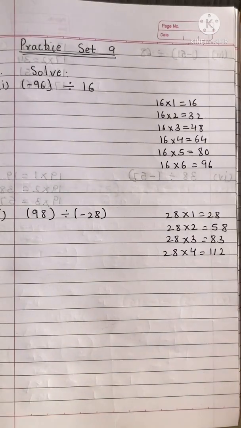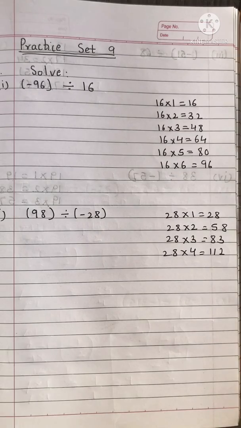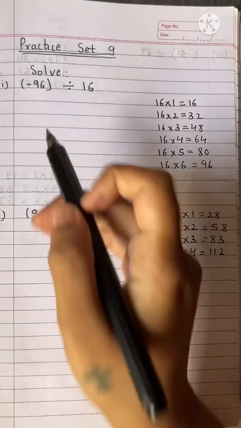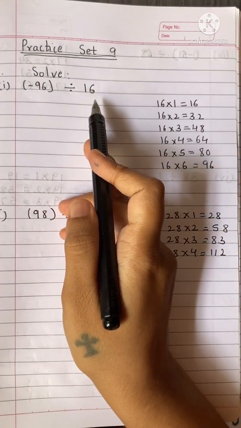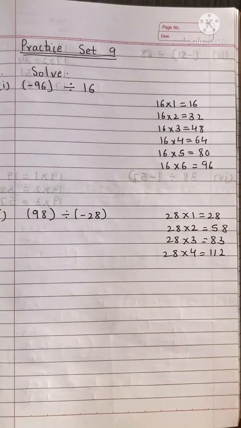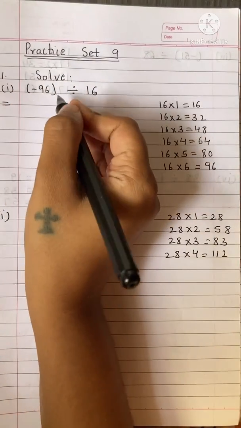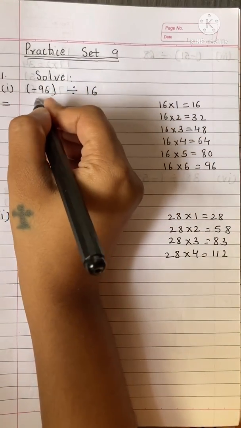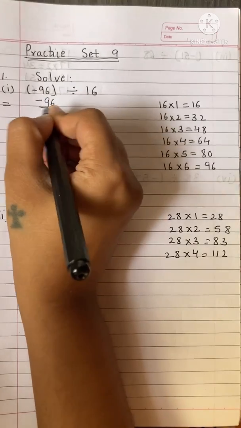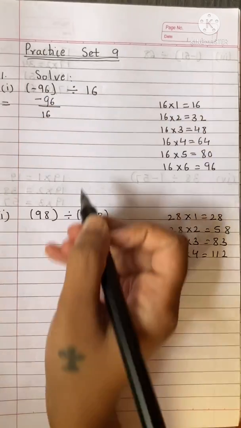Let us solve division sums from practice set 9. So the first sum is minus 96 divided by 16. Students, the first step while solving this sum is to write it down in fraction form. So I'll write minus 96 divided by 16 like this.